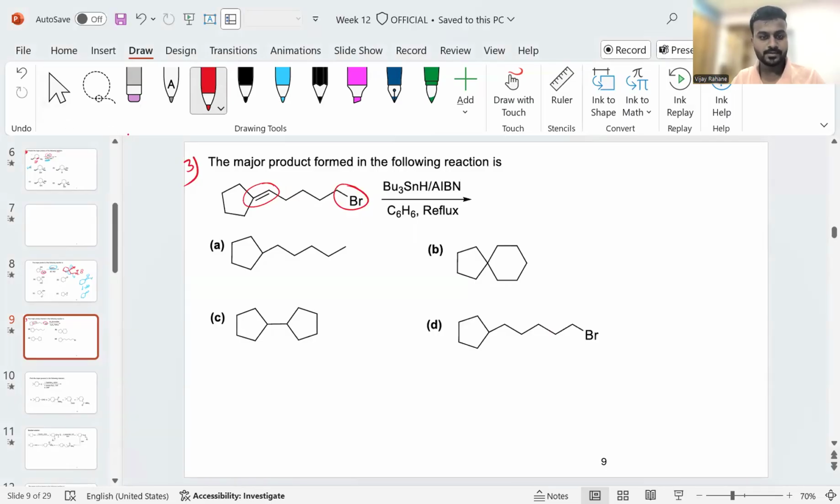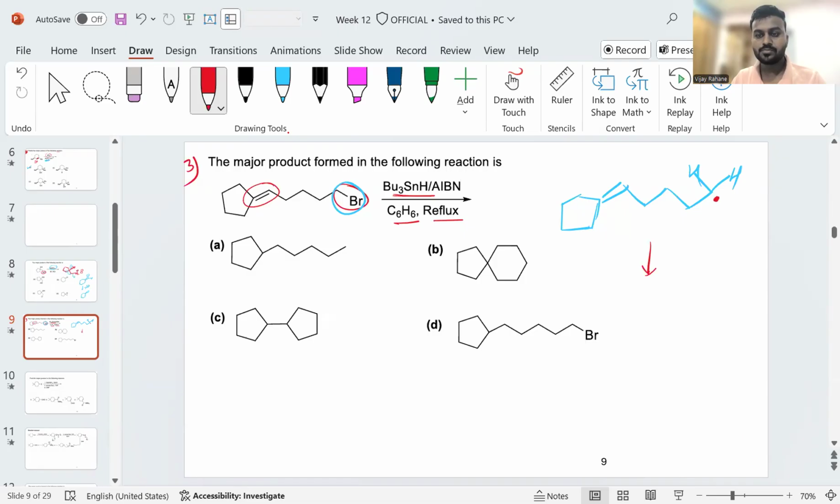So in this case, what happens? At this position, there will be a radical getting formed. So I will just draw the structure. This is the structure, and it has the double bond. And if you look here, it has the two hydrogens that I will also draw. Because of the tri-butyl tin hydride and the AIBN, the radical gets formed at this position. The benzene is the solvent, under reflux condition.